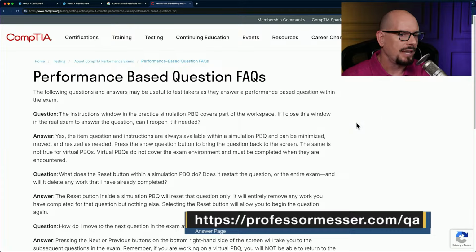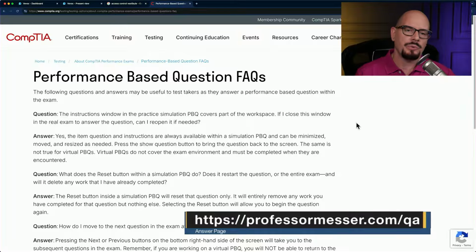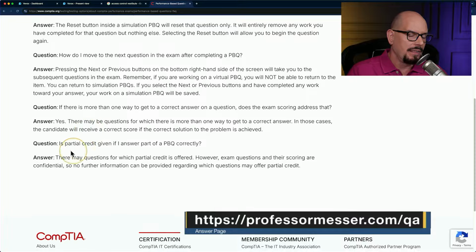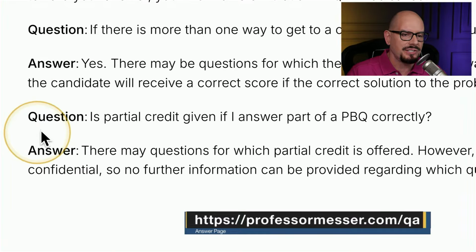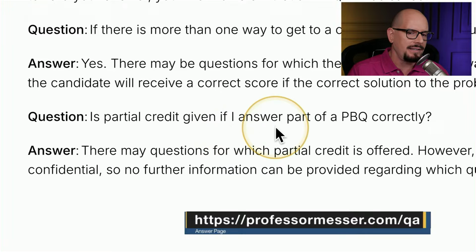But there is a way that we can get some information about at least performance-based questions. This is from the CompTIA website in a page aptly named Performance-Based Questions, Frequently Asked Questions. And of these frequently asked questions that they have posted on their site, they do have a question at the very bottom. Scroll, scroll, scroll. This question at the very bottom asks, is partial credit given if I answer part of a performance-based question correctly?